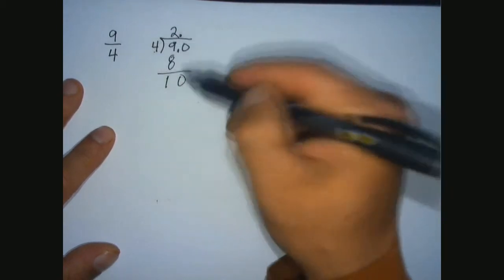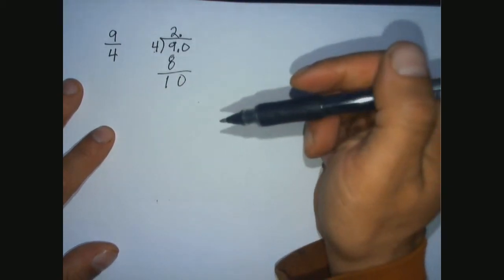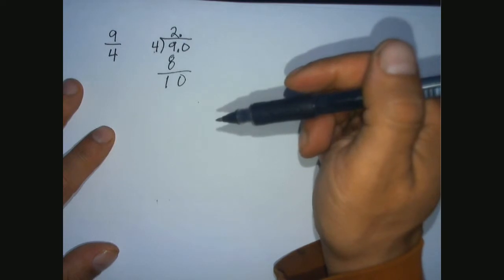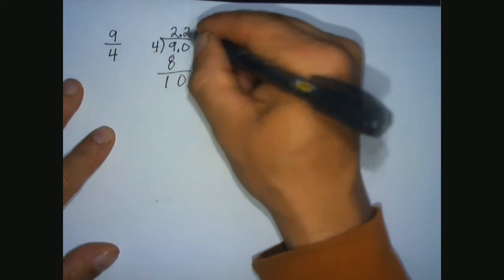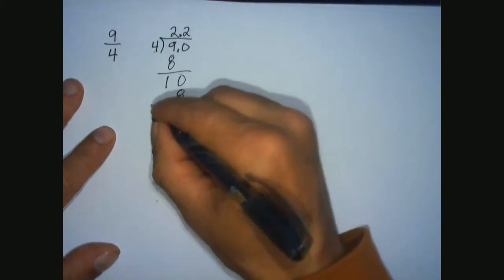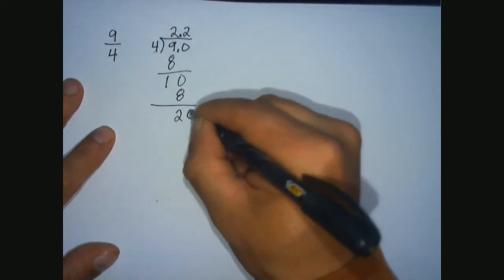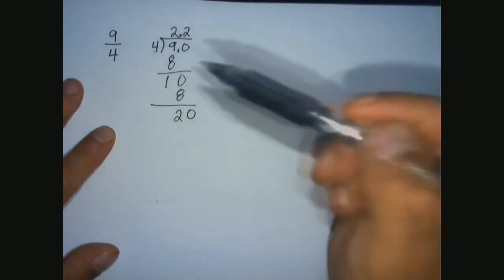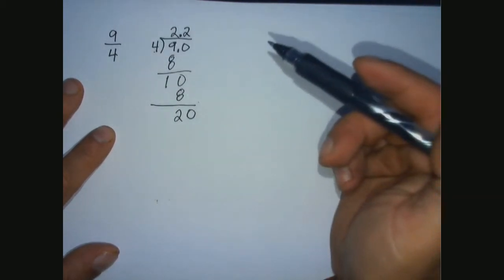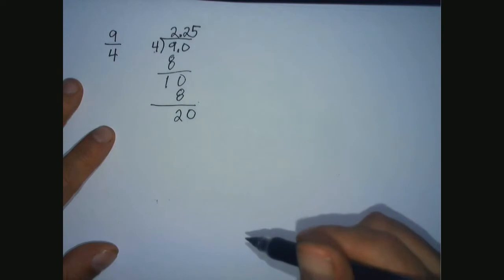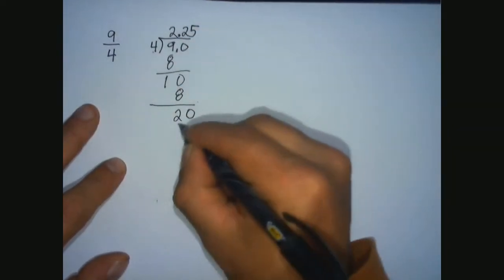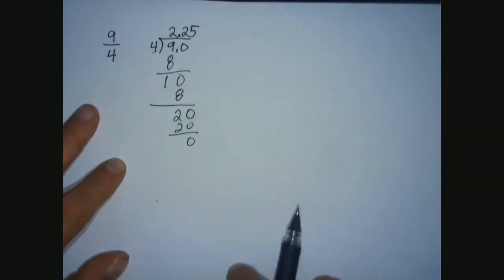And now 4 goes into 10. How many times does 4 go into 10? Twice. And 2 times 4 is 8. And then we get a 2 and we bring down a 0. And then 4 goes into 20 5 times. So that's 2.25. And it terminates. 4 times 5 is 20. And we get 0. So that terminates, 2.25.